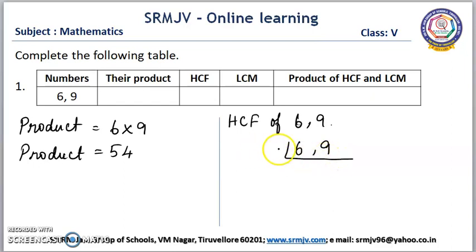6 and 9 are divisible by 3. 3 is a prime number. So we are going to divide the numbers by 3. 6 divided by 3, that is 2. 9 divided by 3, that is 3. Now we got prime numbers. 2 and 3 are prime numbers. So we have to stop here. HCF is 3. Highest common factor of 6 and 9 is 3.